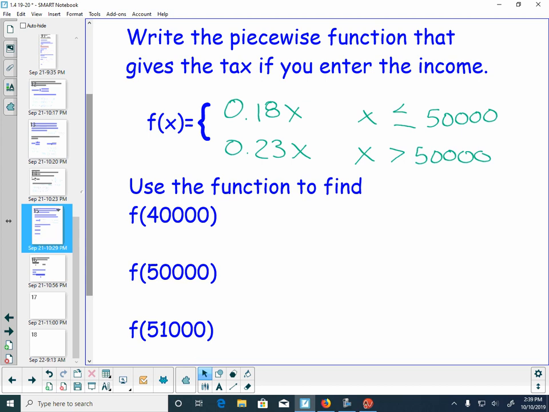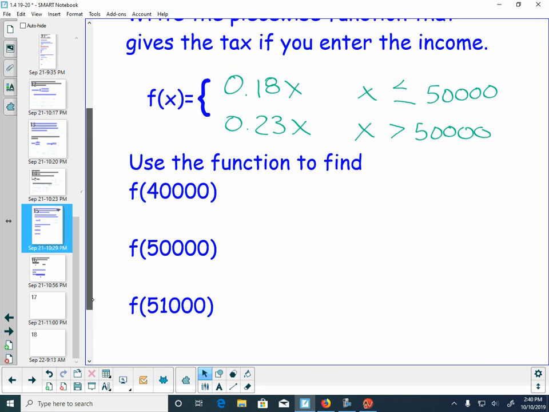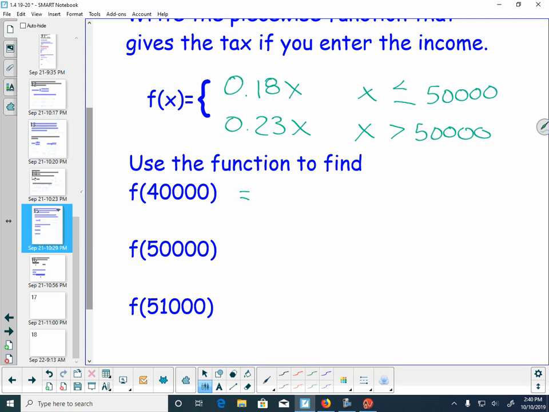All right, test out your function. Now that you've got it, find f of 40,000, f of 50,000, f of 51,000. All right, little help. What'd you get for f of 40,000? You make $40,000 in country A, and you end up paying how much? Brooke, what'd you get? $7,200. Everybody agree? All right, what if you make $50,000? What are you going to be paying, Haley? $9,000. Do people agree with that?